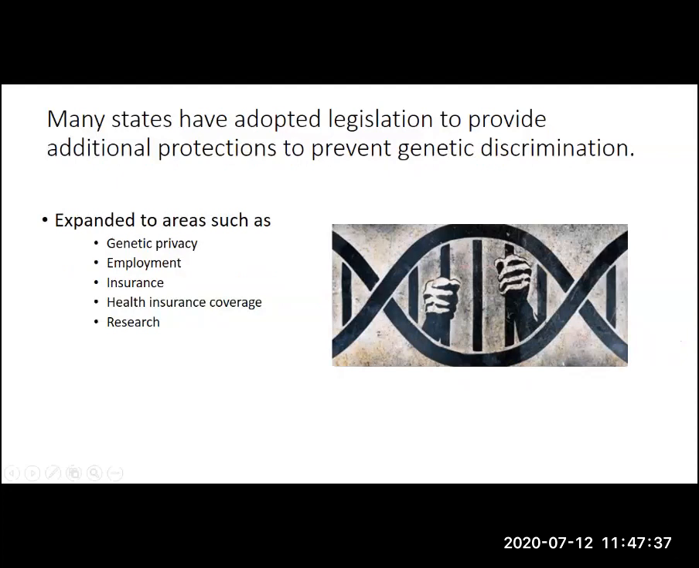Okay, so even though GINA, the Genetic Information Non-Discrimination Act, is federal legislation, many states have adopted legislation to provide additional protections to prevent against genetic discrimination. Again, on a state-by-state basis, not nationwide at this point, they've expanded areas to protect genetic privacy, employment, insurance, health insurance coverage, and research. Again, with laws in place, which will hopefully protect individuals from abuse based on an understanding about their genetic composition.